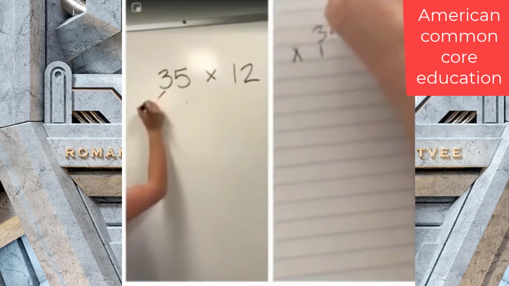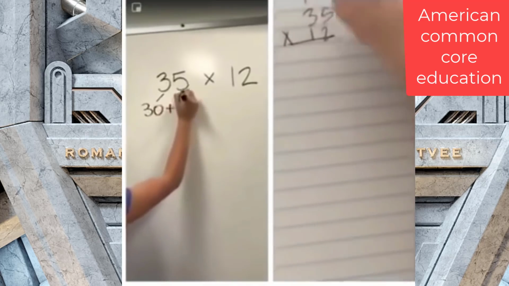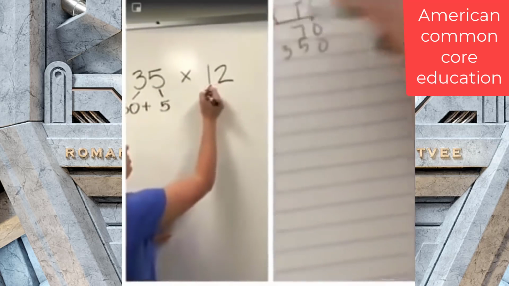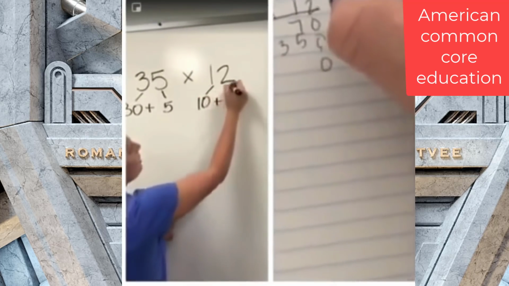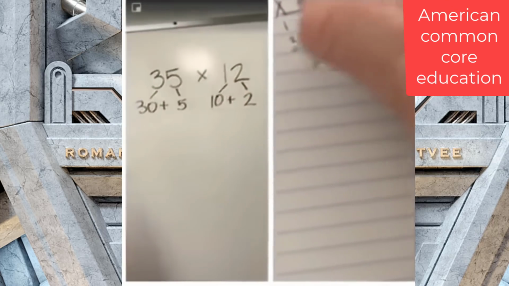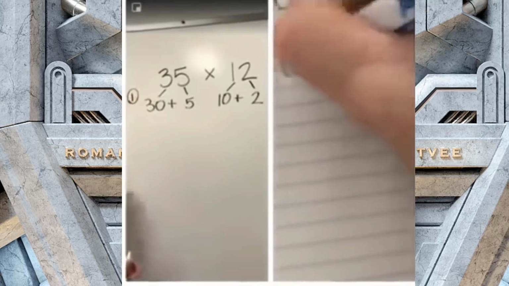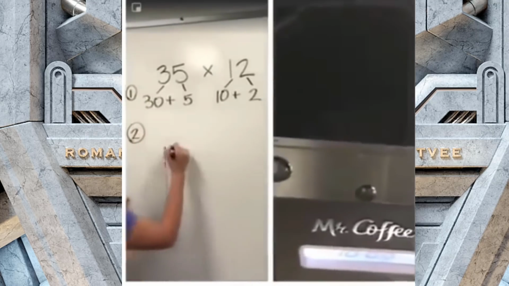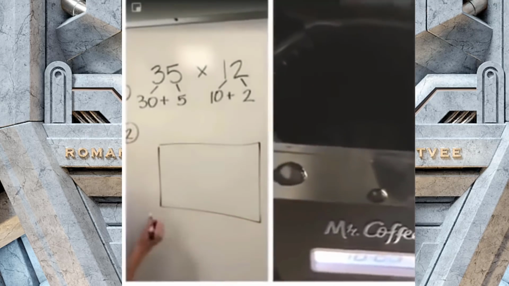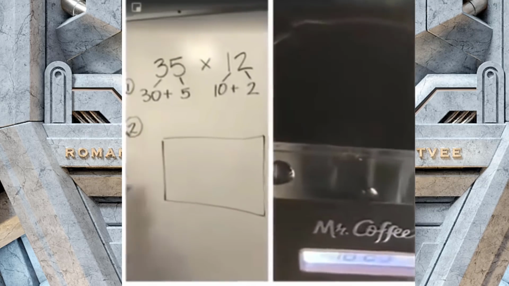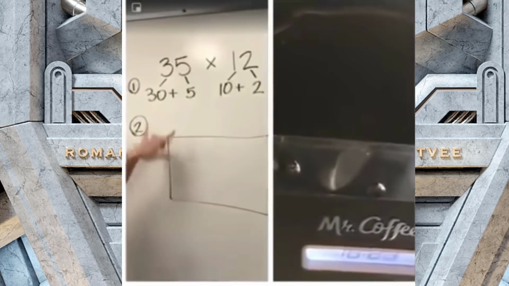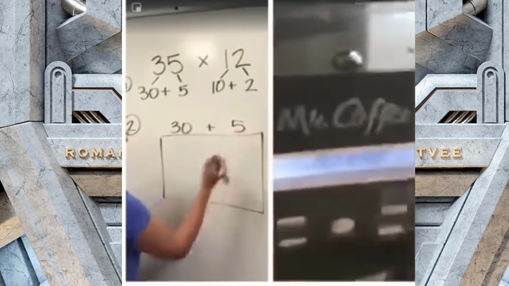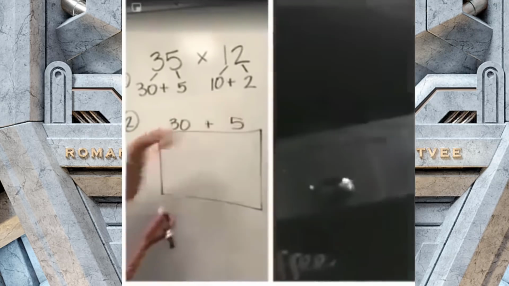To its 10 and its 1. I've got 3 tens, which is 30, and 5 ones, so that is 30 plus 5. 12 is 1 ten plus 2 ones. Okay, so that's step 1. The next step would be to draw a large box. On this box we're going to put both of our expanded numbers. On the top I'm going to put 30 plus 5, and on the side I'm going to put 10 plus 2.